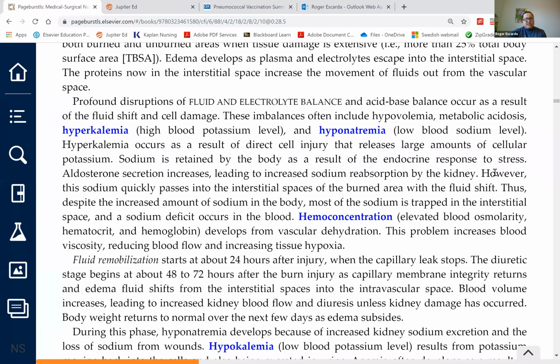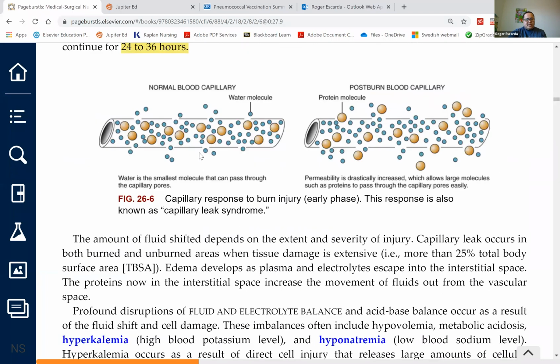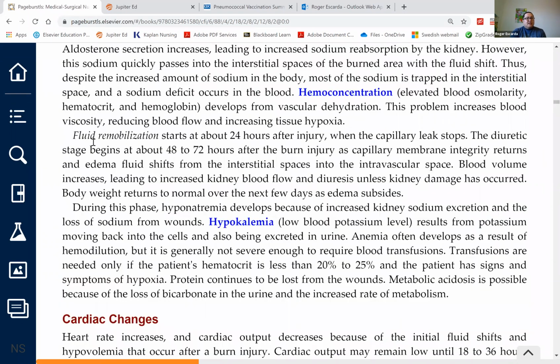Now let's go to the next phase. After the first 24 to 36 hours, what follows is fluid mobilization. This is the equivalent to the diuretic phase of acute kidney injury. If you remember the AKI chapter, during the first 24 hours of AKI the patient went into the oliguric phase, correct?